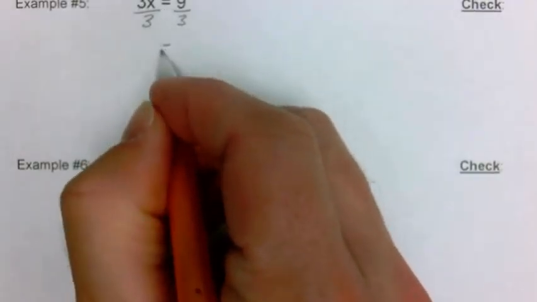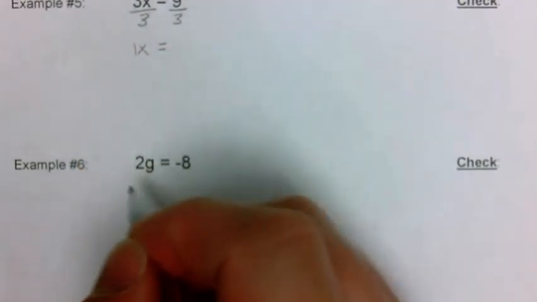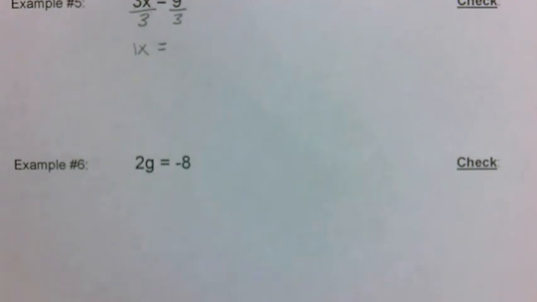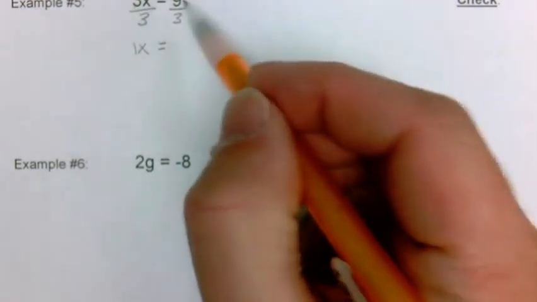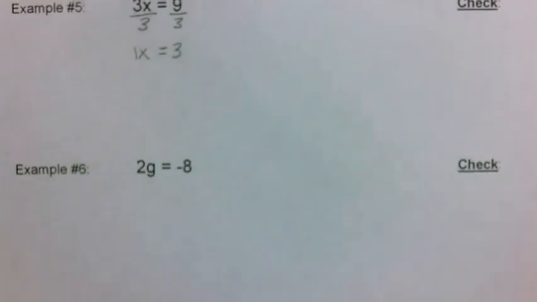Bring your equal sign straight down. On the left, 3x divided by 3 is 1x, or just x, which is exactly what we want. We wanted to know the value of 1x. And it's equal to 9 divided by 3, which is 3. So x equals 3, we think. We'll make sure that we did it right by doing our check.